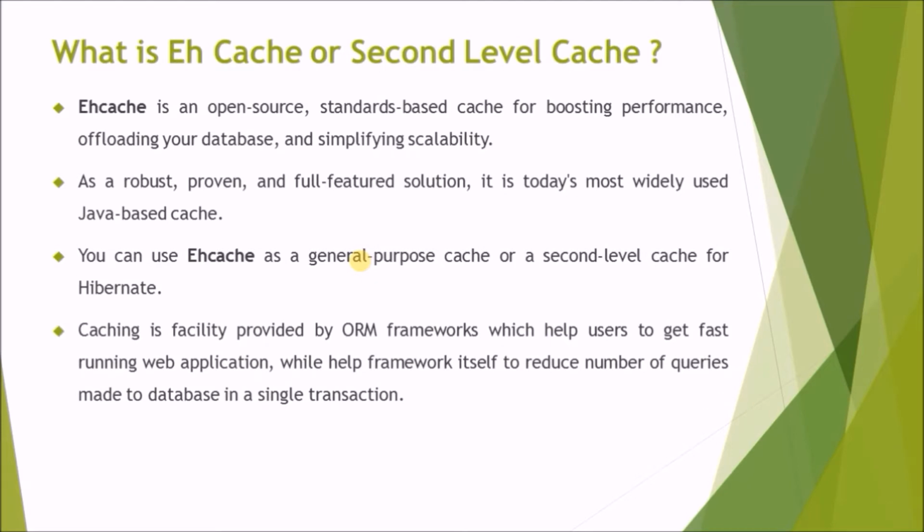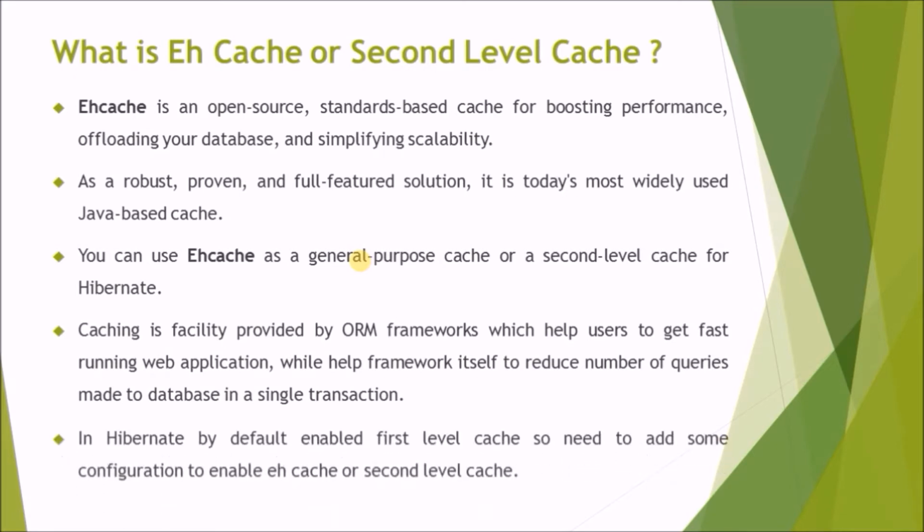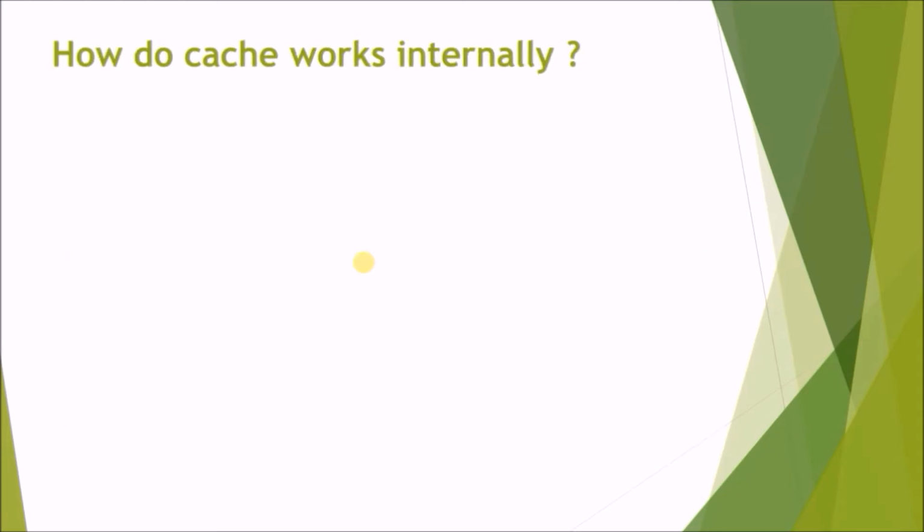Caching is a facility provided by ORM frameworks which helps users get fast running web applications, while helping the framework itself reduce the number of queries made to the database in a single transaction. In Hibernate, first level cache is enabled by default, so we need to add some configuration to enable Ehcache or second level cache. How does cache work internally?